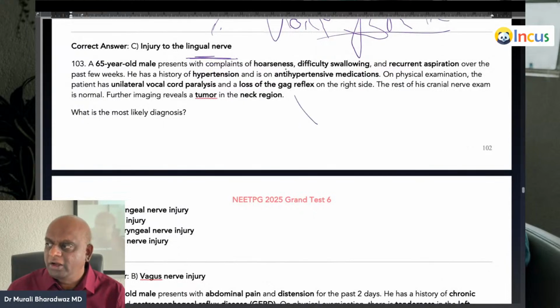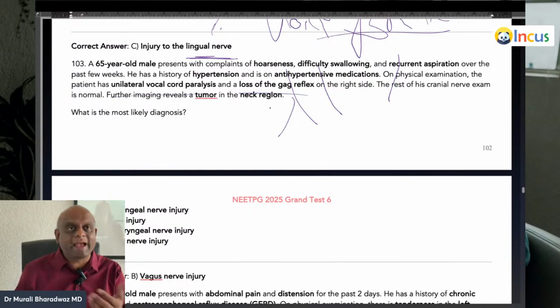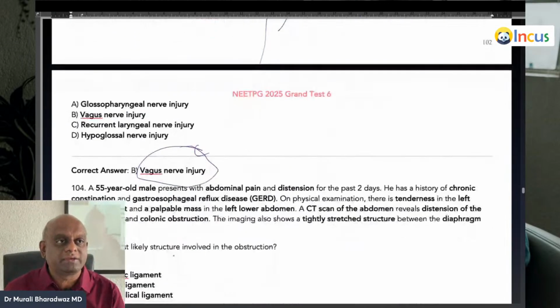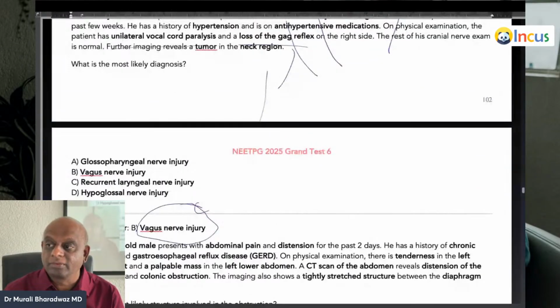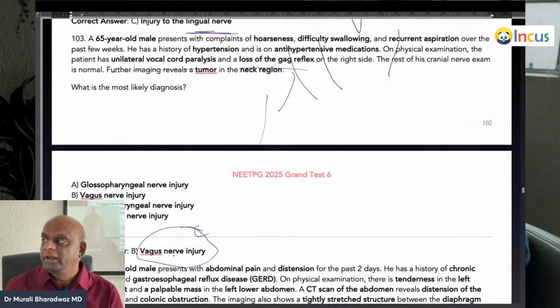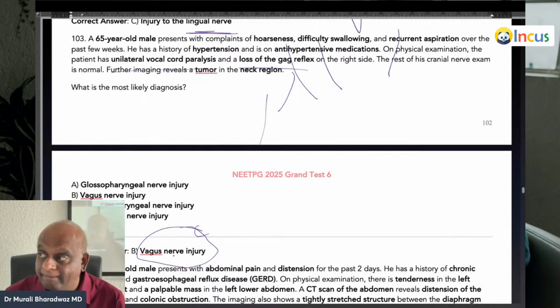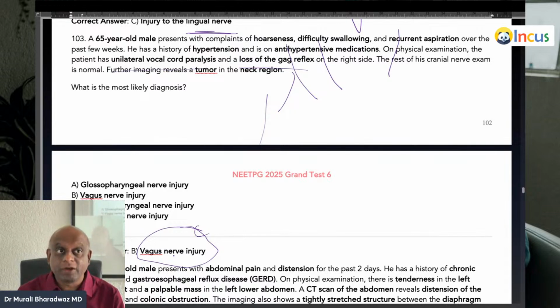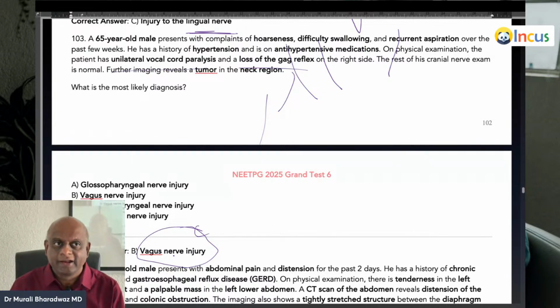65-year-old male with hoarseness, difficulty swallowing and recurrent aspiration. Unilateral vocal cord paralysis with the loss of the gag reflex, which is all typical of vagus nerve injury. Recurrent aspiration. Why? Left side recurrent laryngeal nerve comes from the left vagus, right from right vagus.